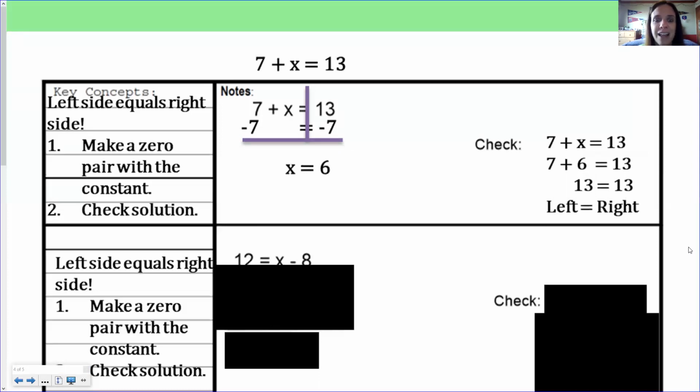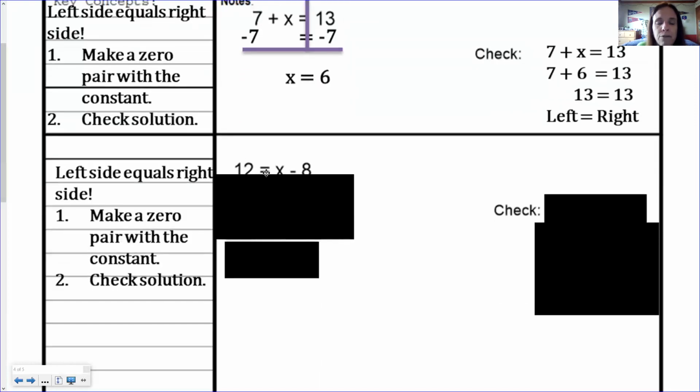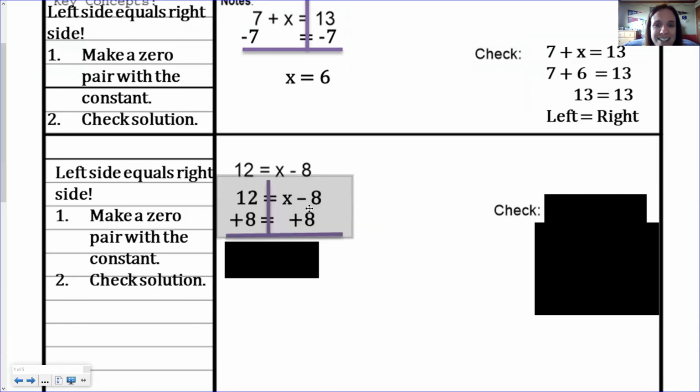Okay? Let's look at one more. 12 equals x minus 8. How is this one different from the first three? If you said the variable term and constant are on the right this time, you are correct. So our constant is negative 8. What would be a zero pair with negative 8? Positive 8 is correct. So we're going to add 8 to both sides.